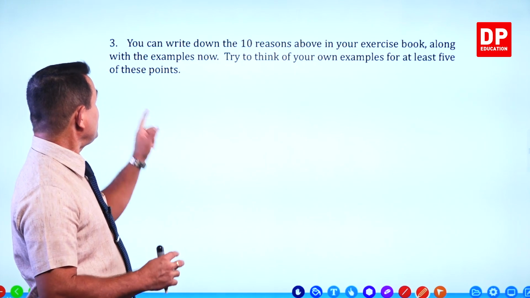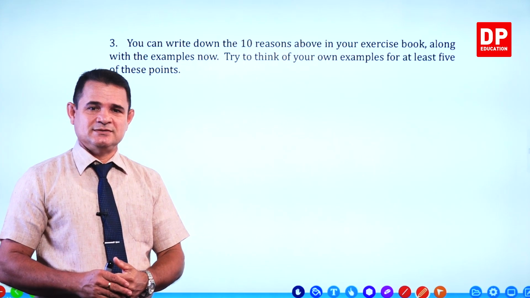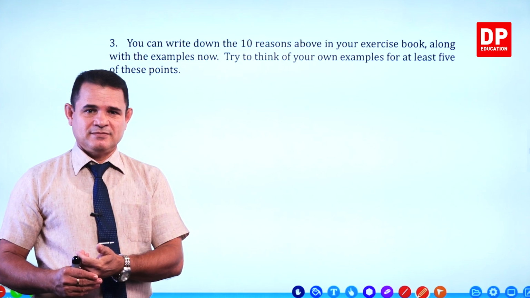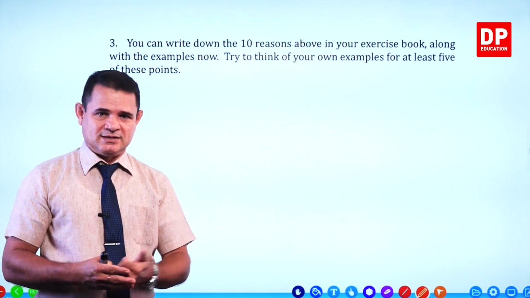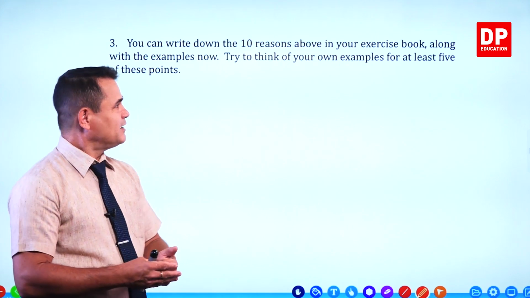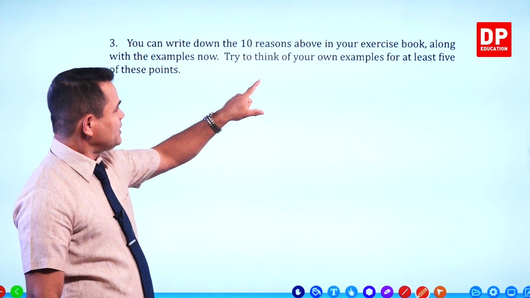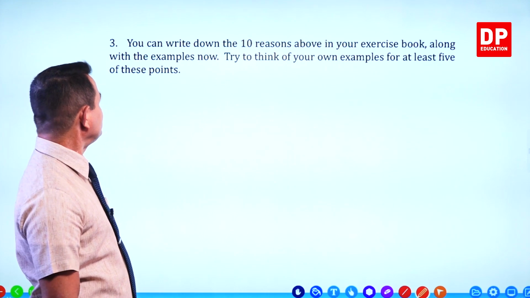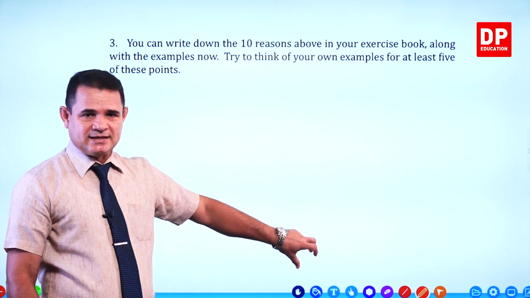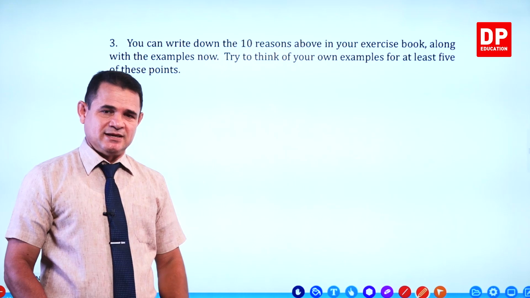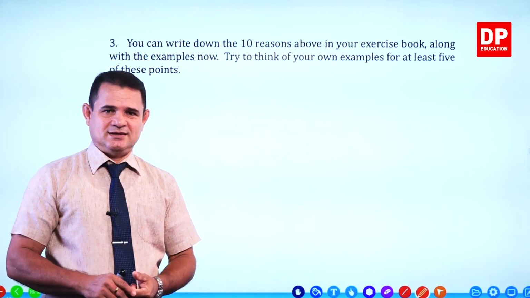And along with the examples now, and also we gave some examples why we should learn and the example. ඇයි එහෙම ඉගෙන ගන්න ඕනේ? ඒකට උදාහරණයකුත් එක්ක we matched it. match කරා. ඒවත් එක්ක now you write them. ඒ ටික ලියලා try to think of your own examples for at least 5 of these points. Now they are the examples given in the text. Then textbook එකේ දීලා තියෙන examples ඒවට අඩුම තරමේ තව examples 5ක්වත් ඔයා හිතන්න.